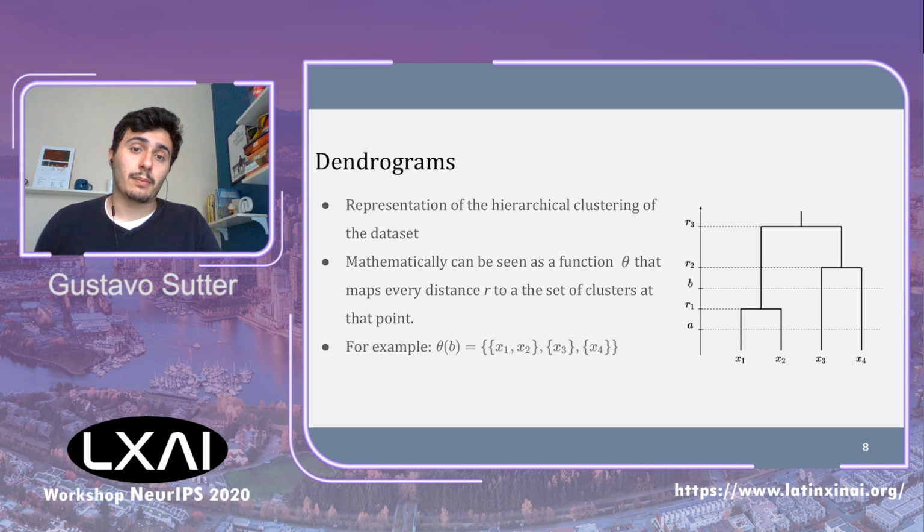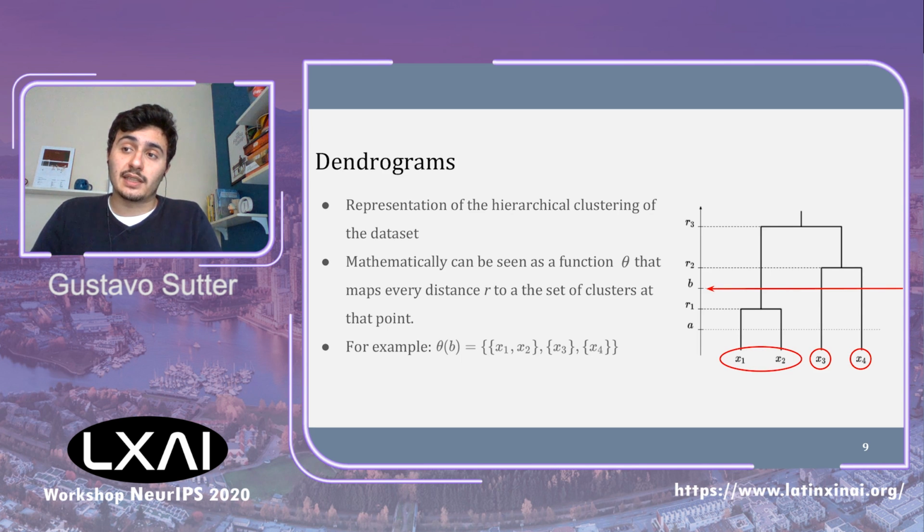Here, starting to talk about our method that relies heavily on dendrograms. Dendrograms are the representation of hierarchical clusters in a dataset. Mathematically, they can be seen as a function theta that maps every distance r, here in the vertical axis, to a set of clusters at that point. For example, here, theta of b gives us 3 clusters, x1 and x2, only x3 and only x4.